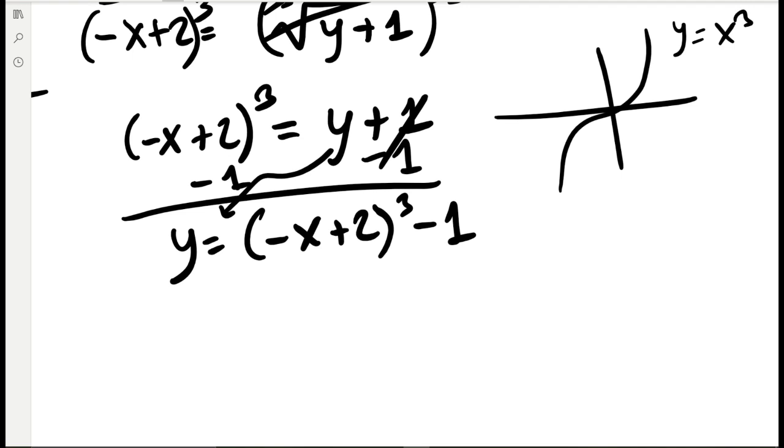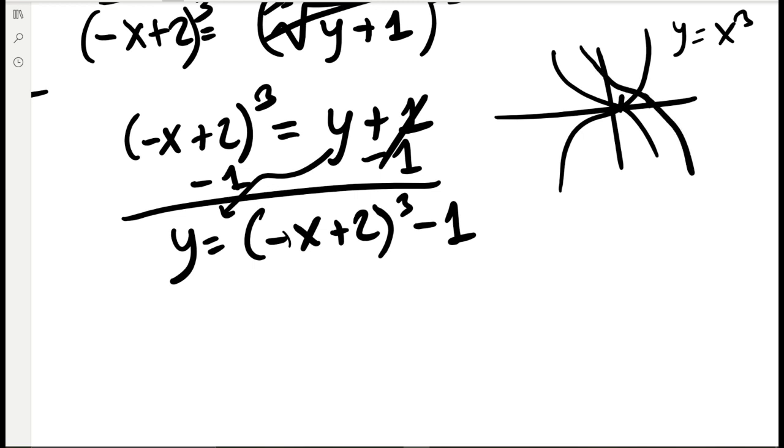And then the negative means that it's reflected about the y-axis. So it's going to be reflected, something like this. And then the plus 2 indicates that it's going to be shifted left or right. In this case, it's actually going to be shifted to the right because of the negative sign. So it's going to be reflected, shifted to the right, 1, 2. So maybe something like that.